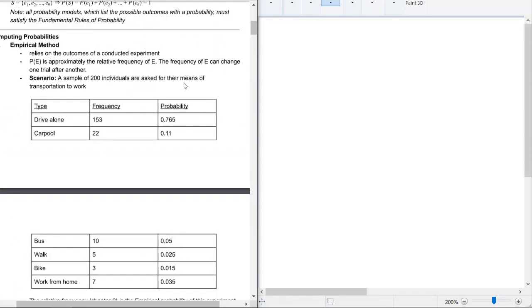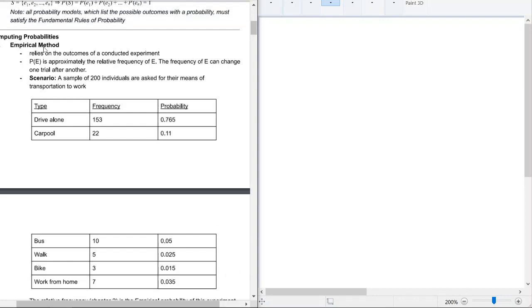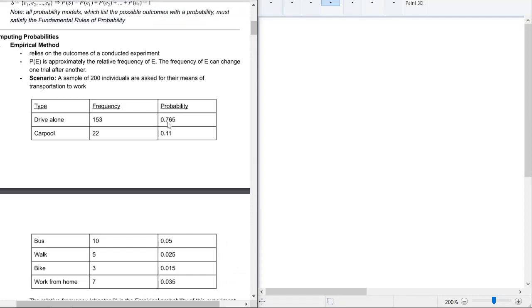Scrolling up through the handout, you'll see empirical probability being the first method for calculating probability. Empirical probability means typically there was a sampling that occurred, and based on the sampling, you have relative frequencies or probabilities based on that. For example, here we have 200 individuals, and we asked them for their means of transportation. Those who drive alone, 153 answered this first option. So the relative frequency was 0.765. In chapter 5, relative frequency, we call that probability.